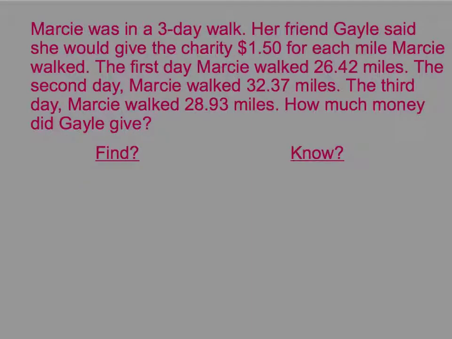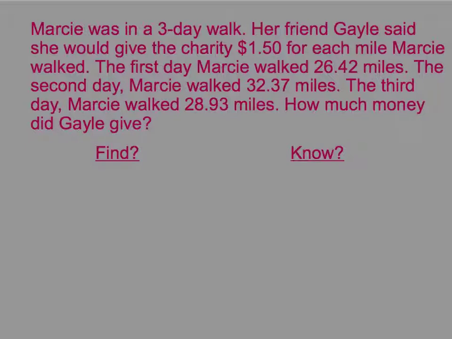So here's the word problem we're going to be working with throughout this video. Marcy was in a 3-day walk. Her friend Gail said she would give the charity $1.50 for each mile Marcy walked. The first day, Marcy walked 26.42 miles. The second day, Marcy walked 32.37 miles. The third day, Marcy walked 28.93 miles. How much money did Gail give?